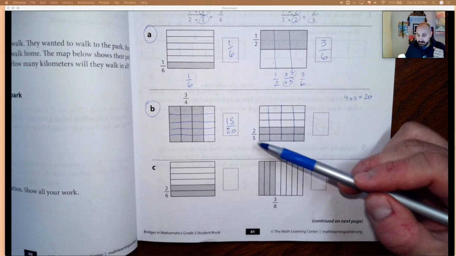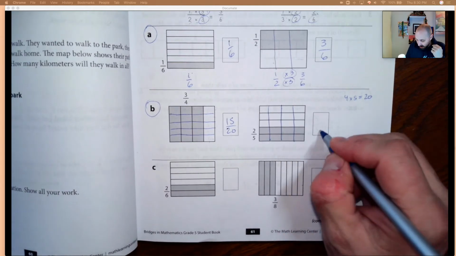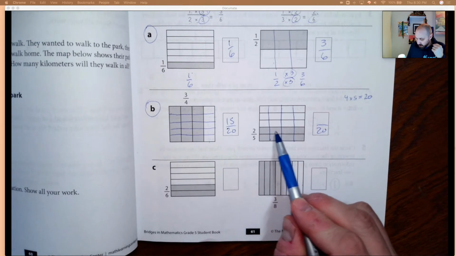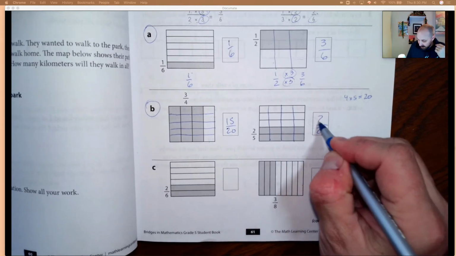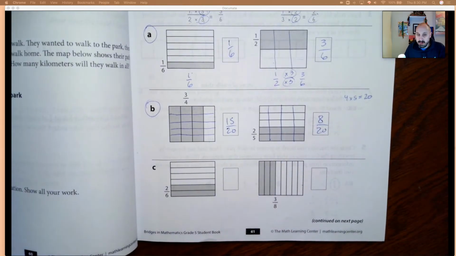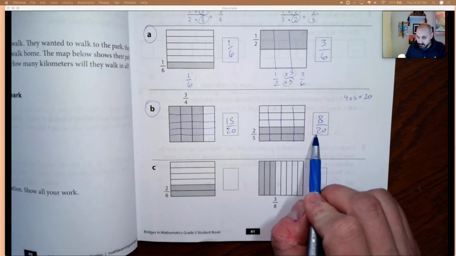Got it. Now, how many of these are shaded in now? Out of 20, 1, 2, 3, 4, 5, 6, 7, 8. 8/20. So 2/5 converts to 8/20.